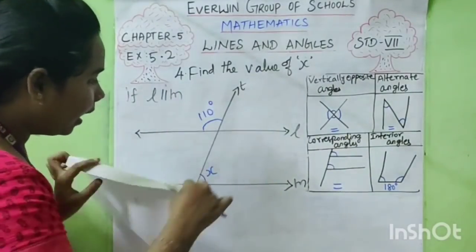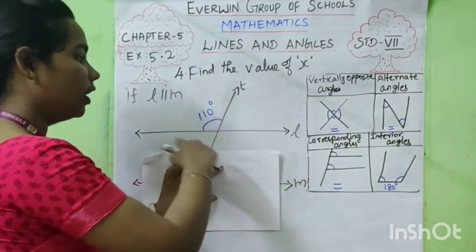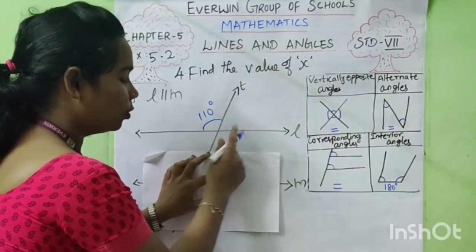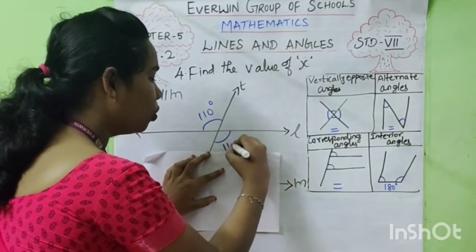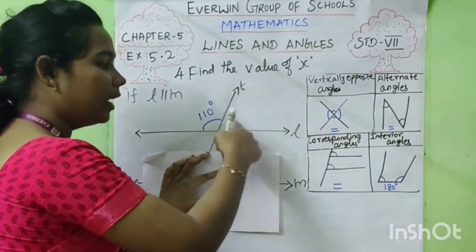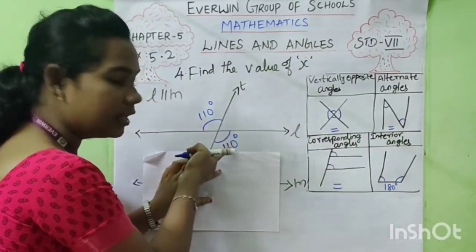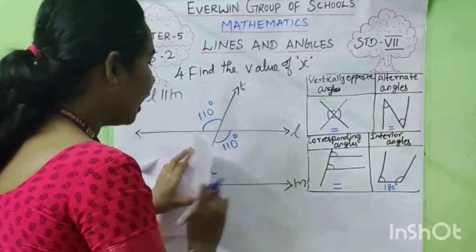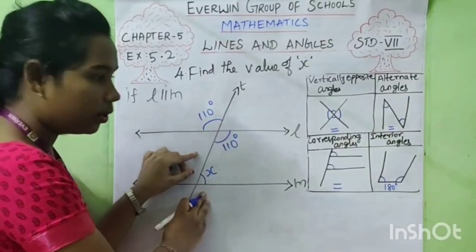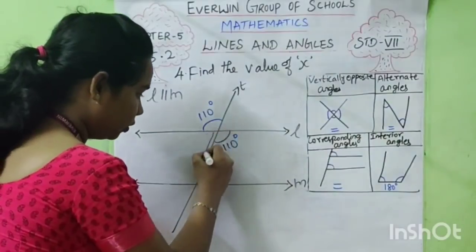See, children, I am going to hide this part now. What is remaining? This is looking like X, right? Vertically opposite angle. This angle is directly opposite to this, so this angle is also 110 degrees. Vertically opposite angle means these two angles are the same and these two angles are the same. Then next you see 110 degrees and X we have. I am going to use interior angles.